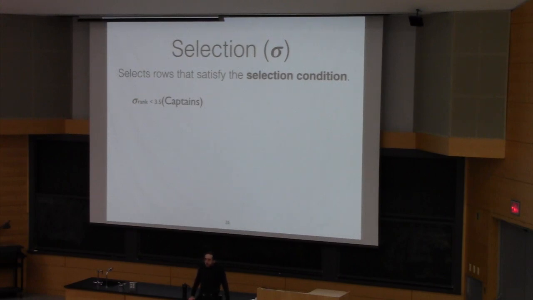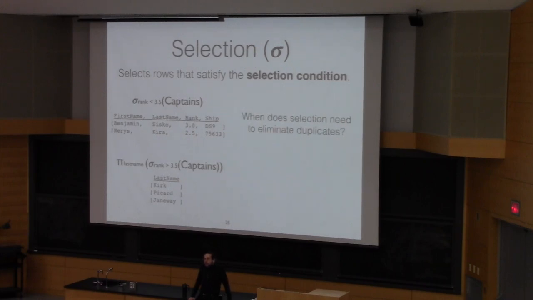Selection is the other really straightforward relational operator, and the idea is that you delete any rows that don't satisfy a given condition on the data, sometimes called filtering. So I run this, I pick out all of the captains with rank less than 3.5, and I get a set of captains, all with rank less than 3.5. Now, the main gimmick of relational algebra is that I can compose expressions together. So I can take a projection and a selection and squish them together and get a new expression that gives me the last name of every captain with a rank greater than 3.5.